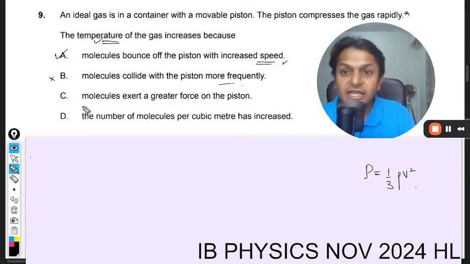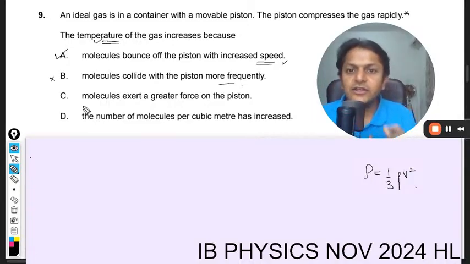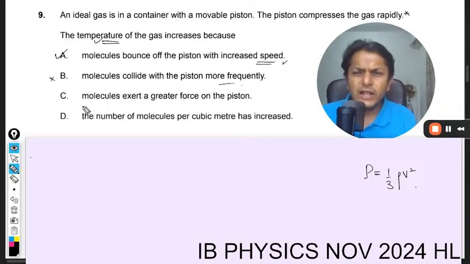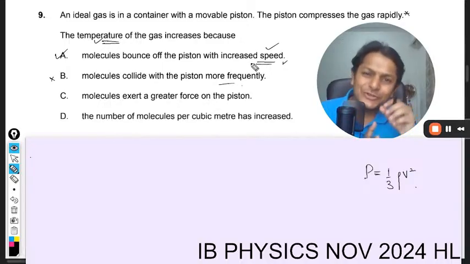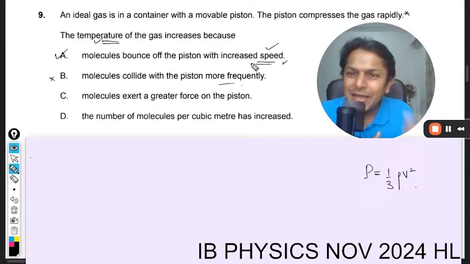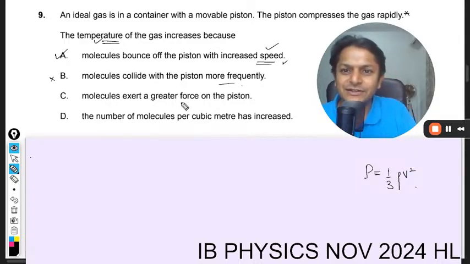Now going for the C. Molecules exert a greater force on piston. Well, that is actually the right thing. Why? Because they are moving with more speed, and because of the more speed there is more momentum, and the collision is taking place and there is a change in momentum, of course there is more force. Molecules exert a greater force on piston.